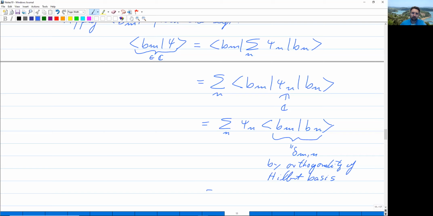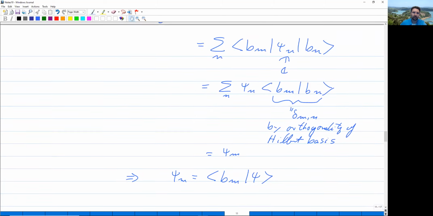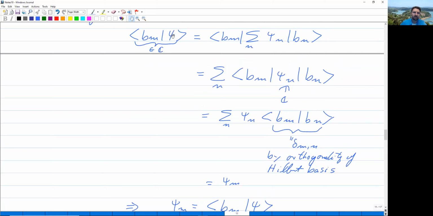And therefore, this is psi m. So we have, therefore we have that psi m equals <psi m|psi>, right? We're just putting together what we had here. <b m|psi> equals blah blah psi m.